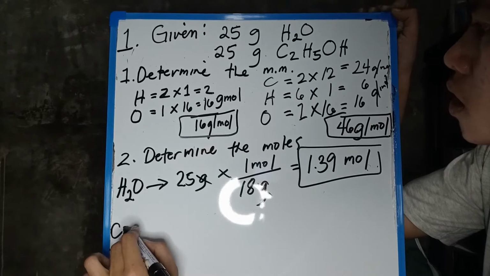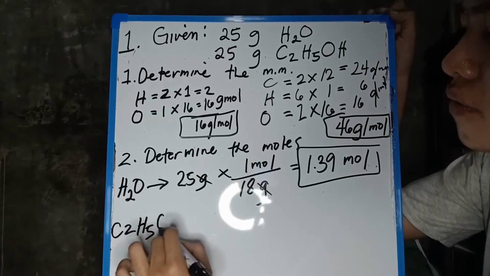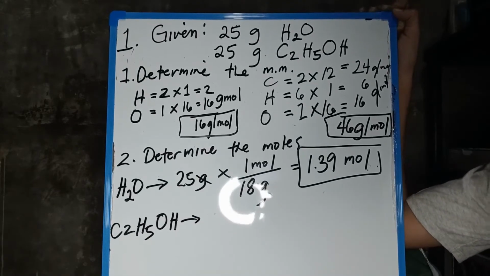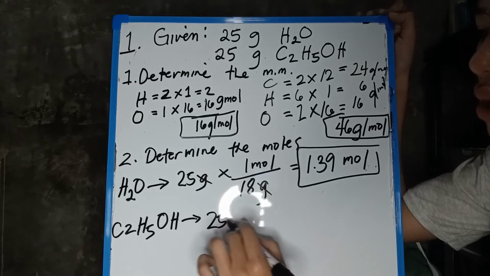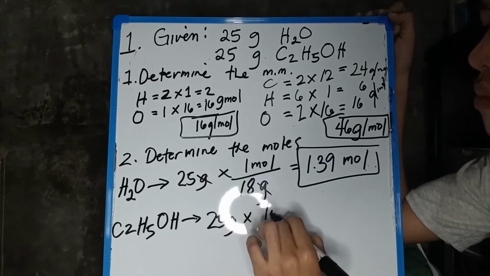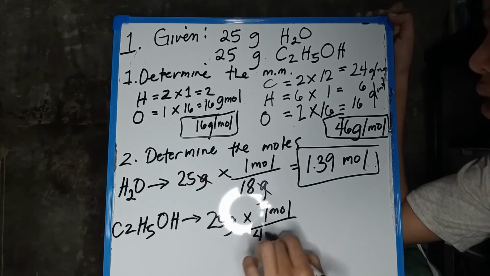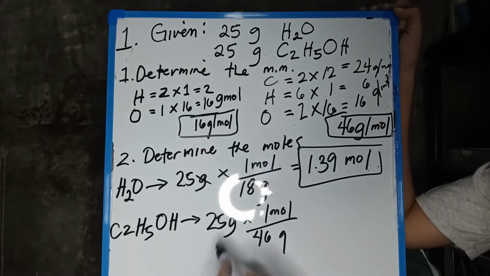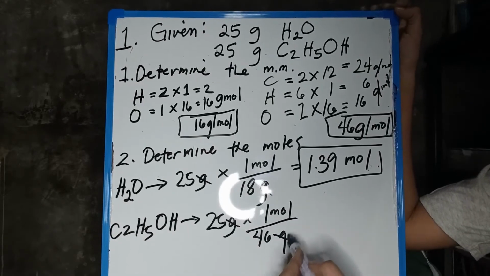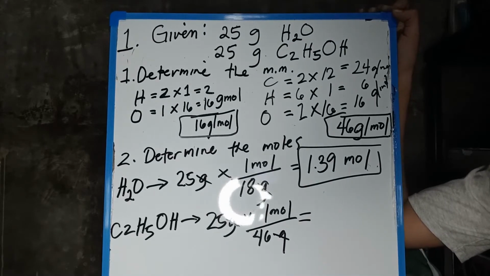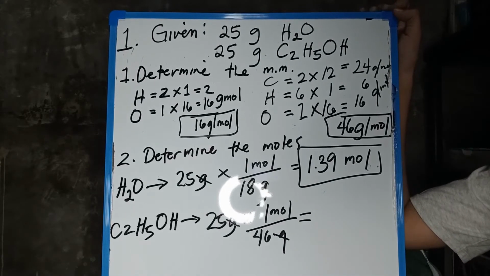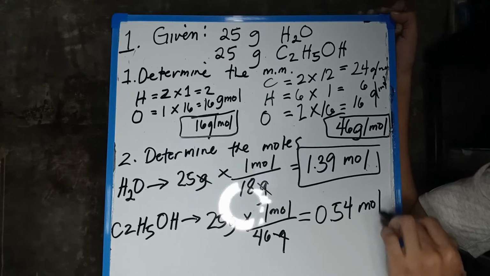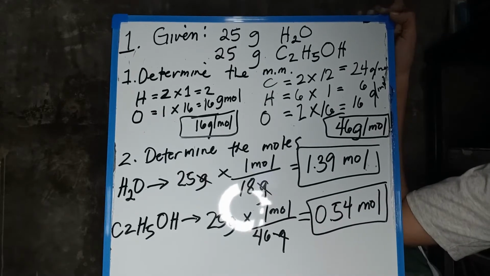Next, we're going to determine the mole of ethanol, C2H5OH. The given for ethanol is also 25 grams. 25 grams multiplied by 1 mole over 46 grams. 46 grams is the molar mass of our ethanol. So, cancel out our grams. 25 divided by 46 is equal to 0.54 mole. So, we now have our mole for each substance.